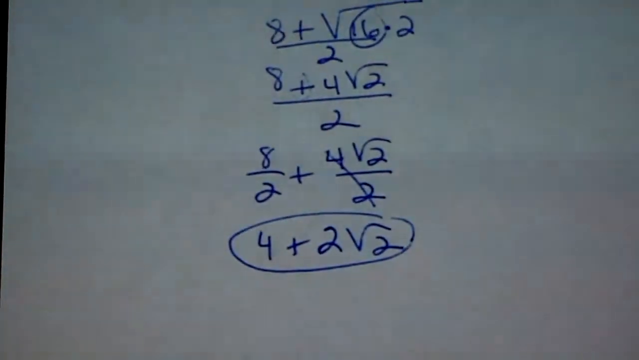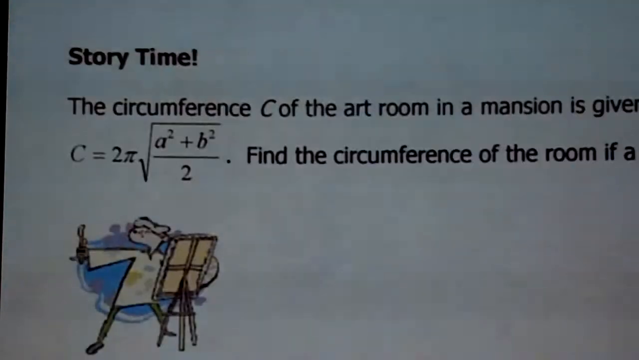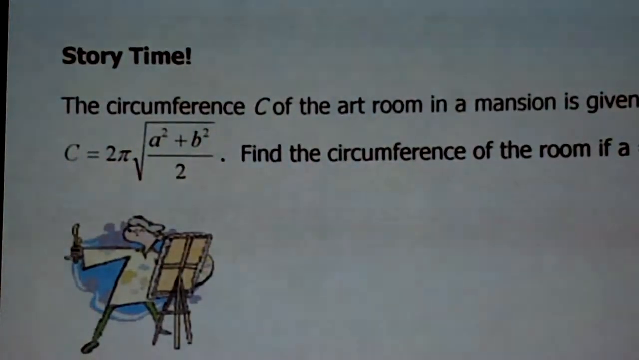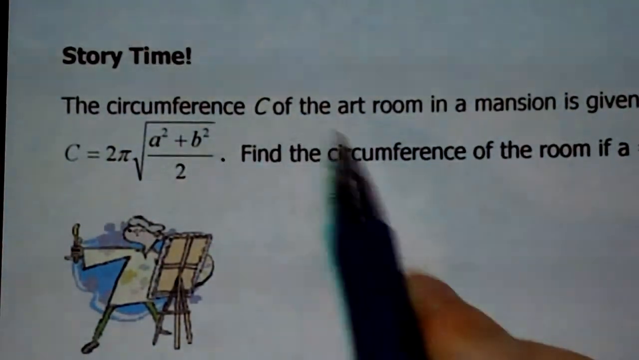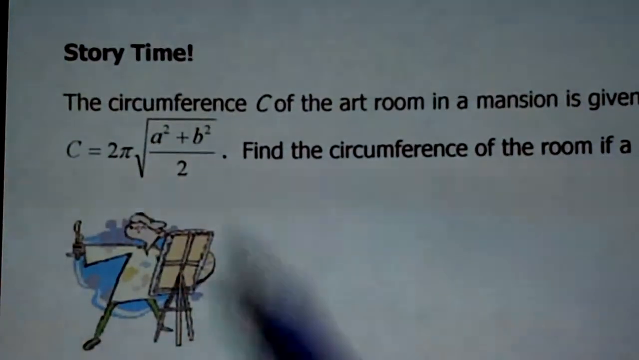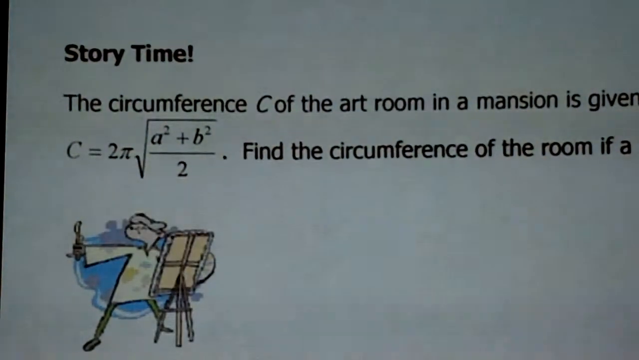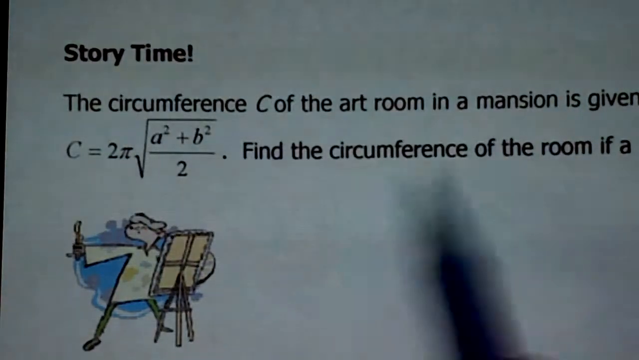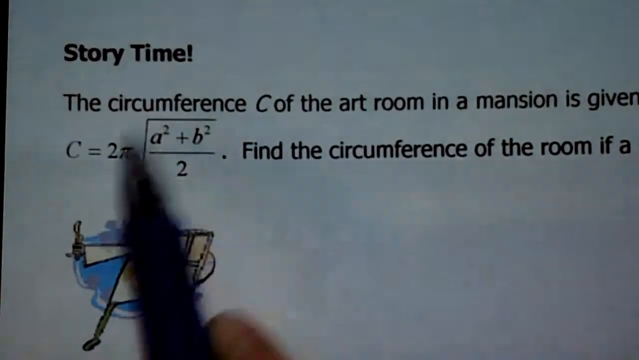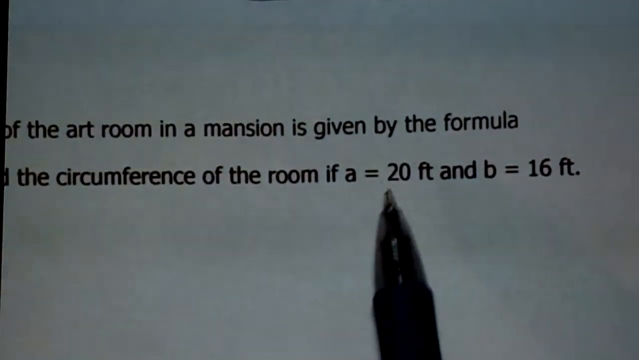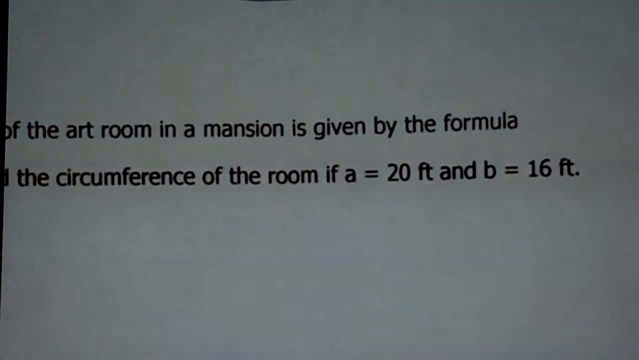All right, last but not least, I was so excited when I found that cute little clip art to go along with our story. Once upon a time, this couple lived in a mansion, and the man that lived there was an artist, so he decided he was going to make an art room. The circumference, C, of the art room in a mansion is given by this beautiful little formula here. Find the circumference of the room. So this doesn't tell you the circumference, this is just the formula. Find the circumference of the room if in that formula A equals 20 feet and B equals 16 feet.